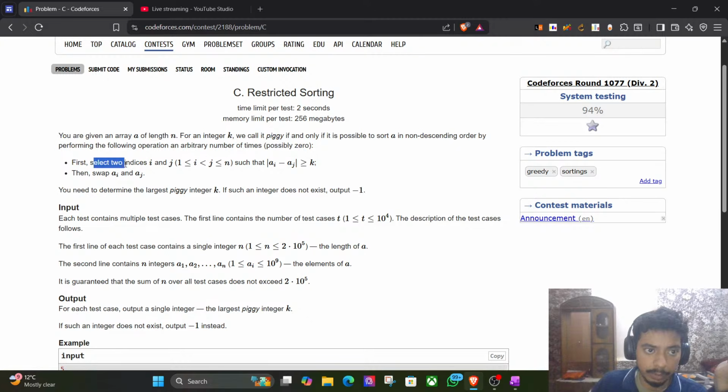First, select two indices i and j such that the absolute difference between a_i and a_j must be greater than or equal to k. Then you have to swap a_i and a_j. You have to determine the largest piggy integer k. If such an integer doesn't exist, output minus 1.